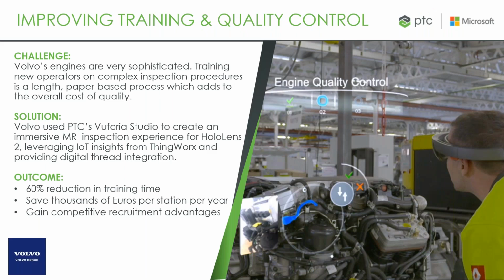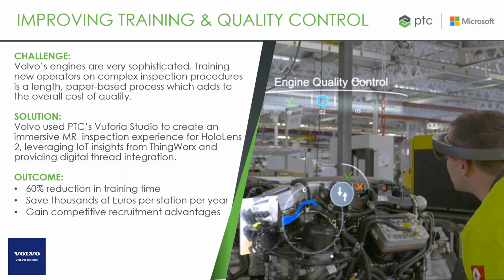There have been some great examples of this from around the world. Volvo is a big PTC customer. They've built some stuff around their engine plant. Okay, so they have lots and lots of engines, lots of different configurations for those engines. Again, it's that whole thing about complexity based on customer demands. So when you have to inspect that, obviously there's a big complex paper-based process. So they've used Vuforia Studio to create some immersive experiences they run on Microsoft HoloLens.